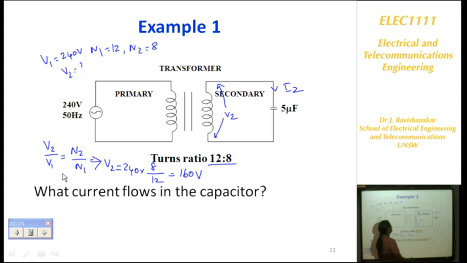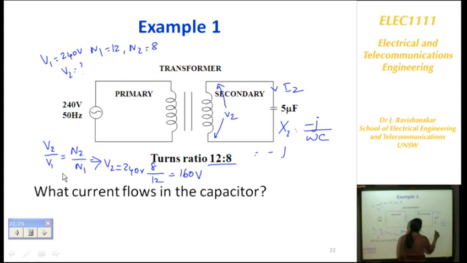Now once we know V2, how do you find I2? We need to find out what X2 is, because this is a capacitor. So what is X2 for a capacitor? Minus j on omega C. You know that. What is omega? 2 pi f. So 2 pi times f, where f is 50 Hertz, and the capacitor value is 5 microfarad.